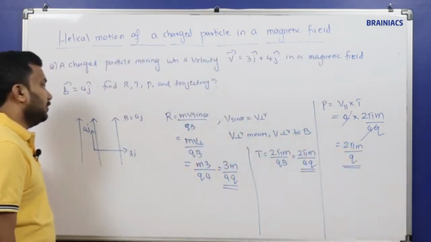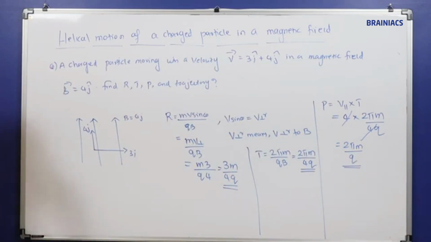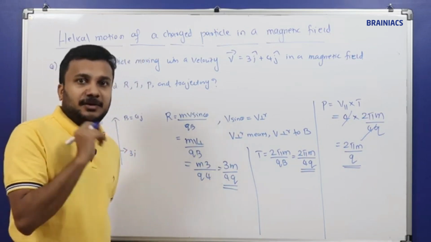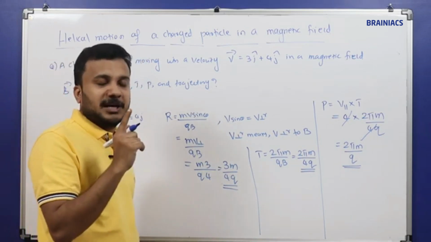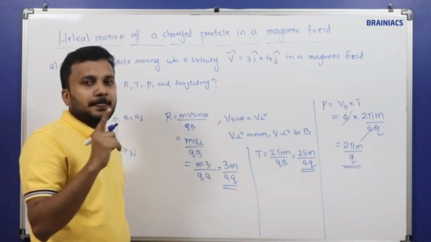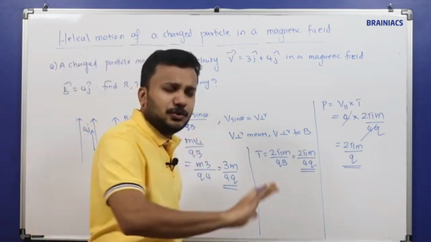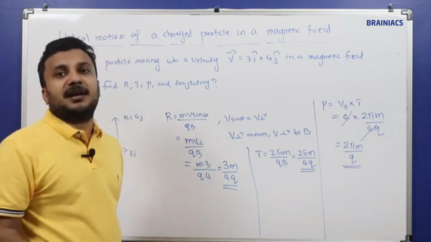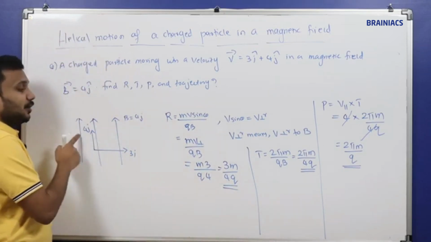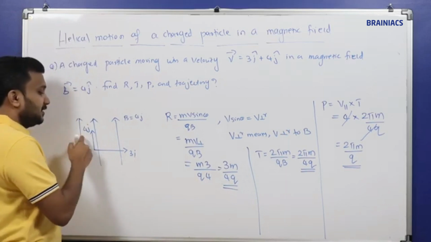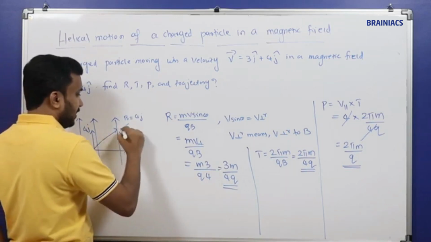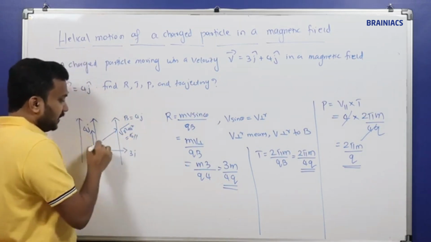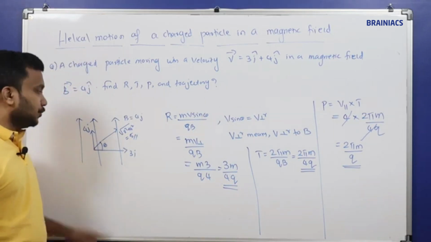So we got the pitch, the radius, and the time period. Next one is the trajectory. Whenever the velocity is purely perpendicular to the magnetic field, it will experience circular motion. If it is parallel to the magnetic field, it will experience no force. If it is neither perpendicular nor parallel, but at some other angle, then look at the resultant of these two vectors, 3i and 4j. The resultant is root of 3 squared plus 4 squared, which is root 25, equal to 5. So this is not perpendicular.